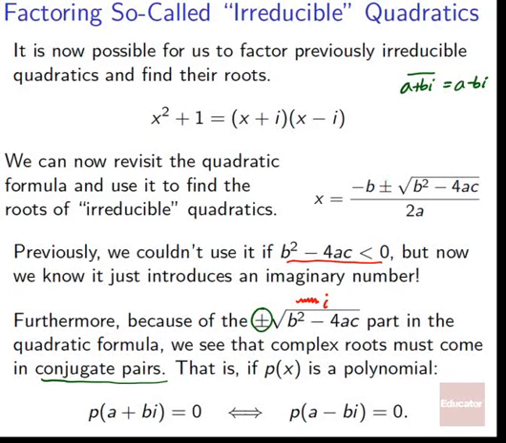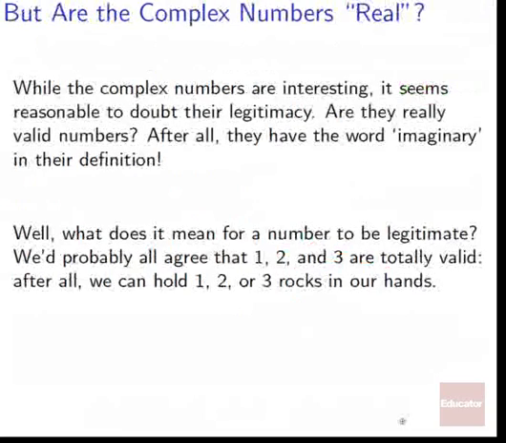All right, so if we've got a polynomial where we know that a plus bi is a root, that is to say, when you plug it in, you get 0, then we know that a minus bi has to also be a root. These things come in conjugate pairs all the time.